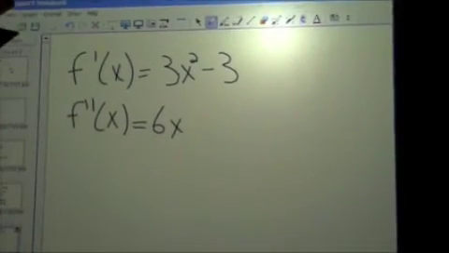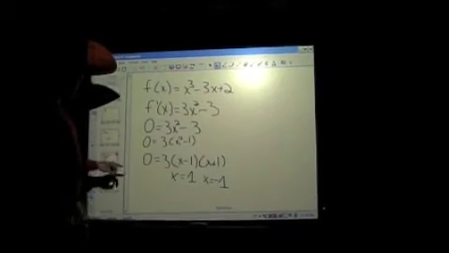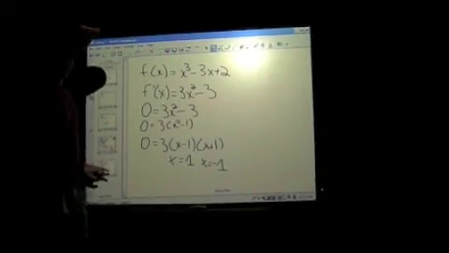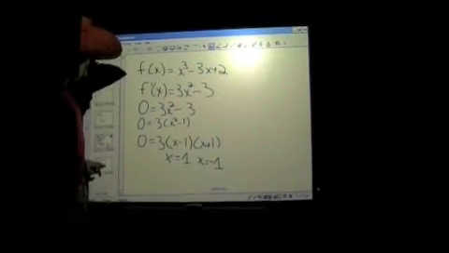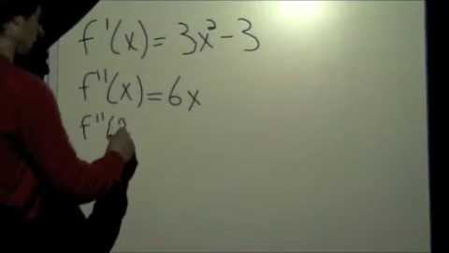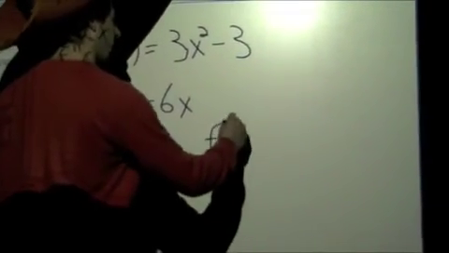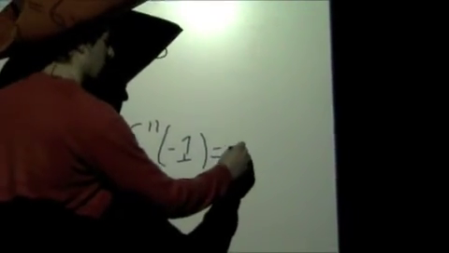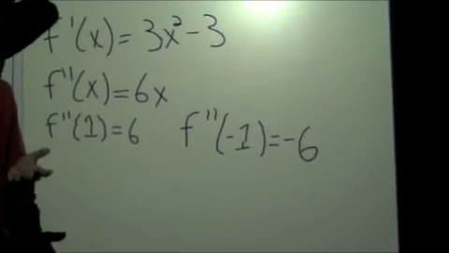Now where we go from here is, we already found the x values where we have relative extrema. Those were 1 and negative 1. You take both of those values and plug them into the second derivative equation. So first we'll do f double prime of 1 equals 6. Now, f double prime of negative 1 equals negative 6.